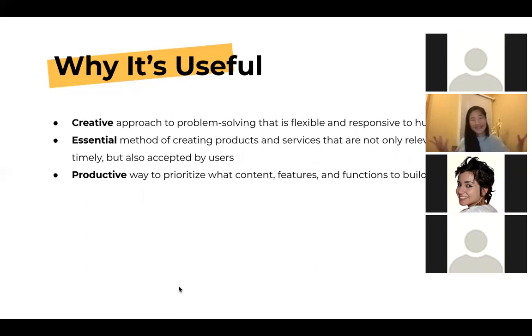So what? Why is human-centered design useful? And why is it important? Why do we talk about it? So one, it's a creative approach to problem solving that is flexible and responsive to human needs. Once again, you are not tackling a problem by assuming you know the answer. You are admitting you don't know the answer and collecting a lot of data and research and then adapting it to the specific users you are designing for.